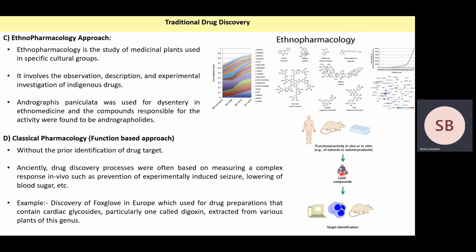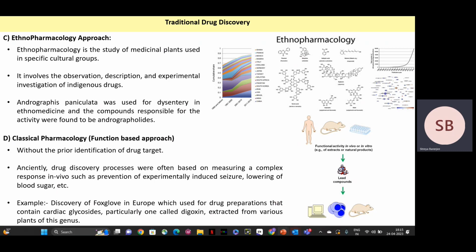That is, what is the protein in the body that the lead compound is interacting with to treat the disease. So the function-based approach starts with the function, and the final step is identifying the target.